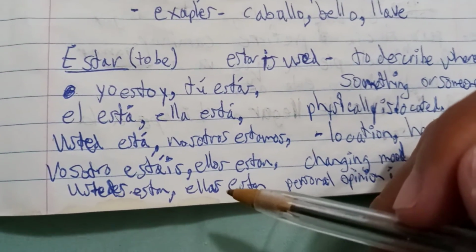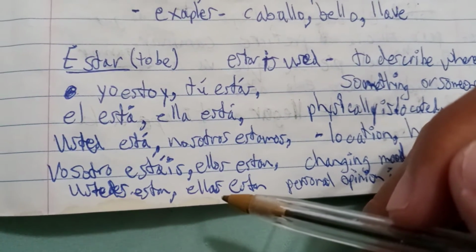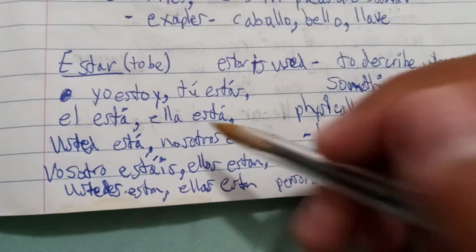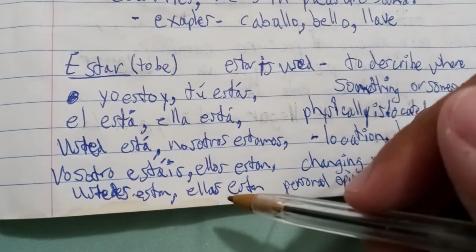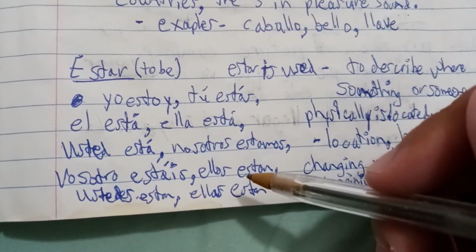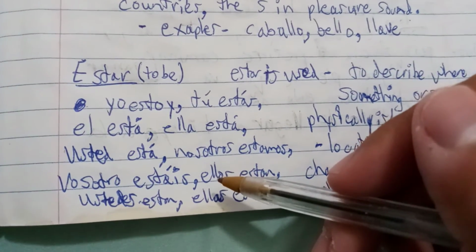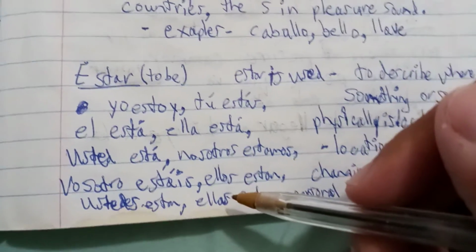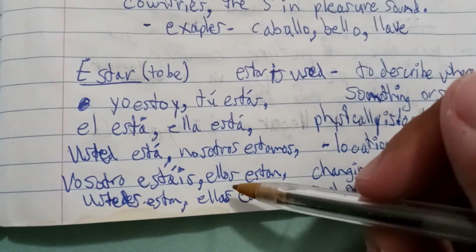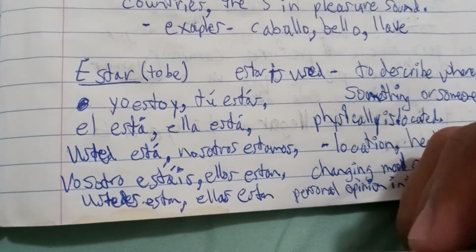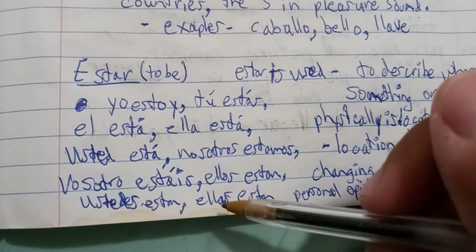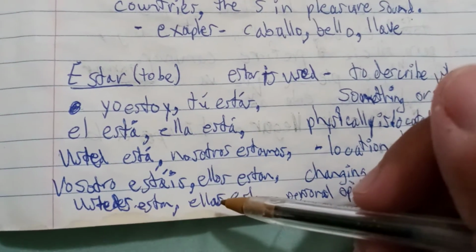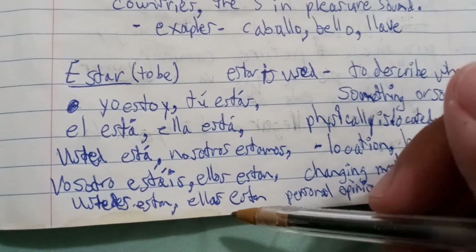Okay, ellas están means they are, so that's females. If it's talking about a bunch of women, that's ellas. If it's a group of people, like let's say there's two people and there's at least one guy in it, then it's going to be ellos están. But if it's just a group of women, not a single guy, then it's ellas están. But once one guy joins the group, it becomes ellos están, I believe.